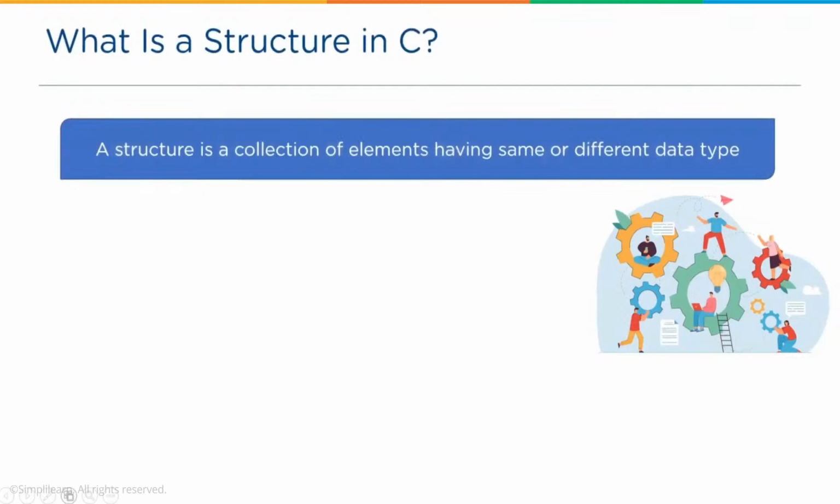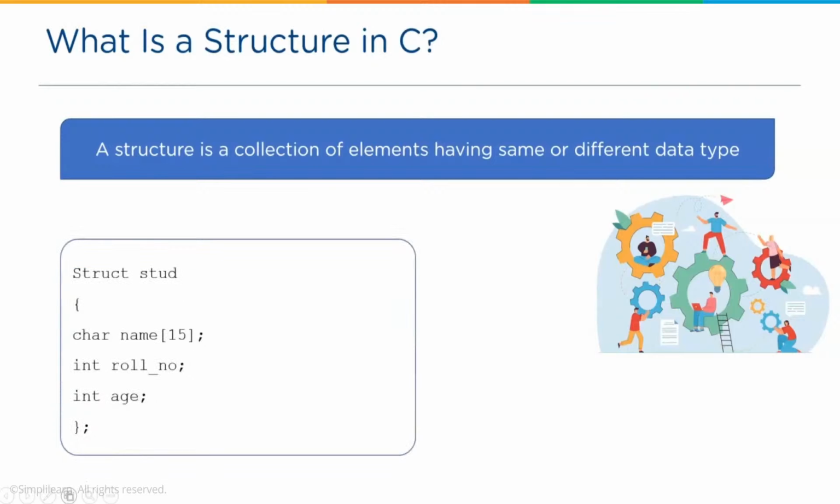As we all know, array is a collection of elements of the same data type. Similarly, a structure is a collection of elements with the same or different data types. For example, unlike an array, a structure can have members of different data types like int, float, char, etc.